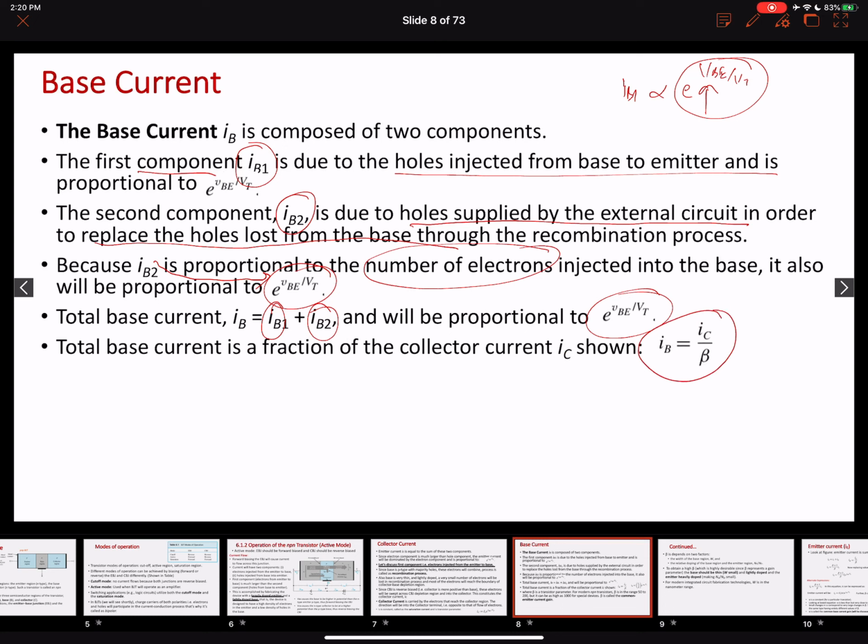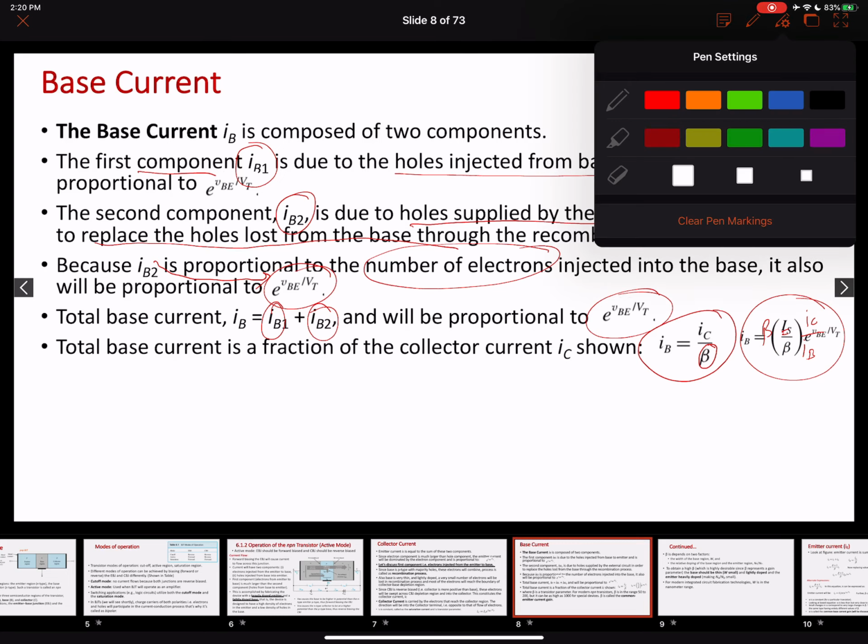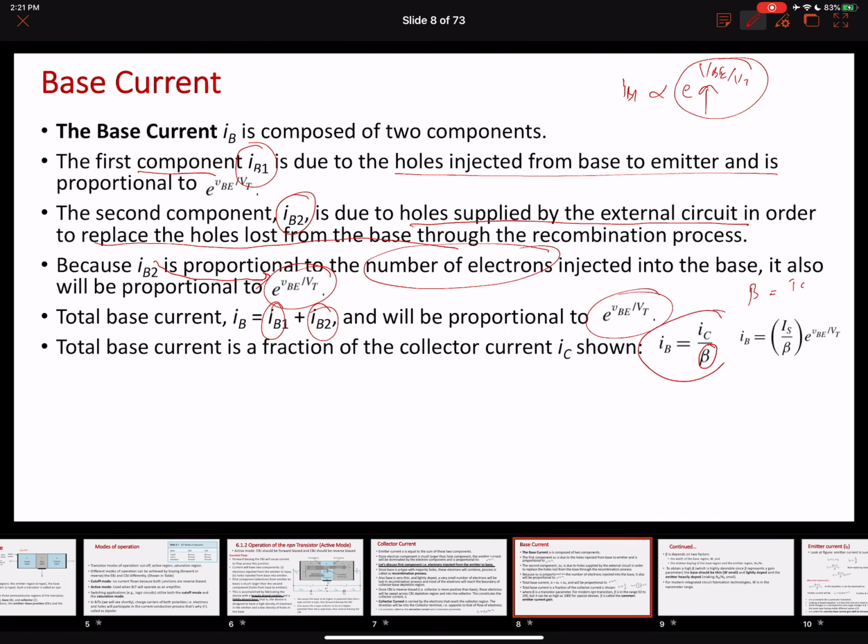We can represent that factor by a factor beta. So I can write beta as IC over IB, the ratio of the collector current to the base current. All right, so our beta is IC over IB. And we know that the collector current IC was equal to the scaling current IS times e raised to VBE over VT, so we can replace that here. So the collector current divided by beta is IB. This is coming from this equation.